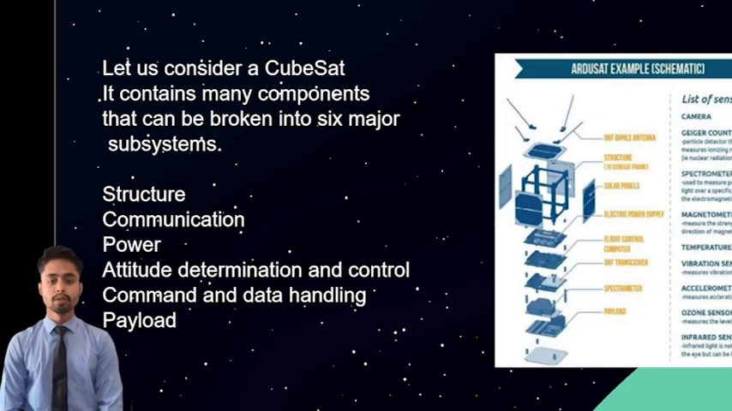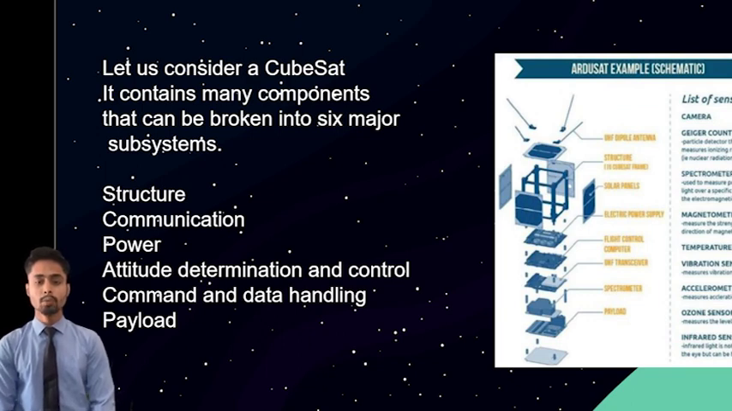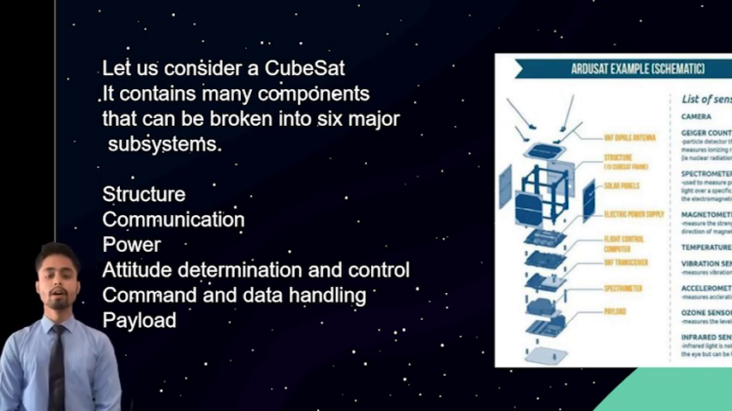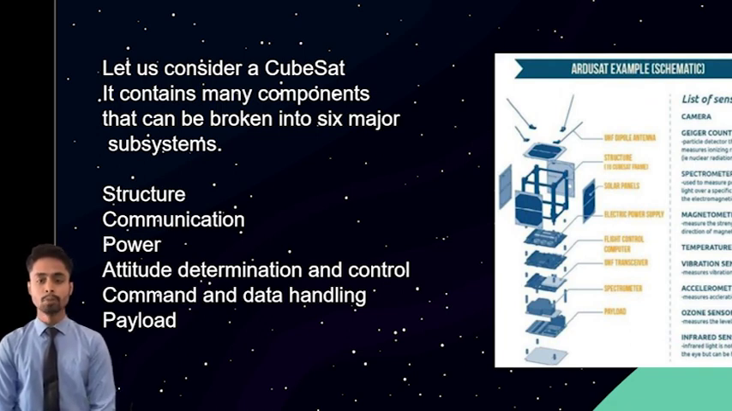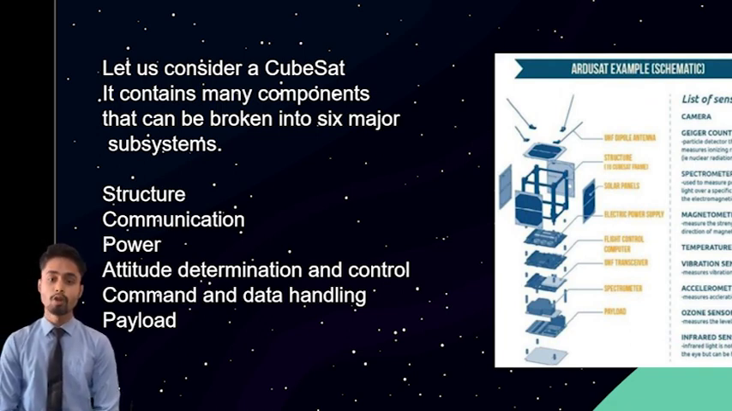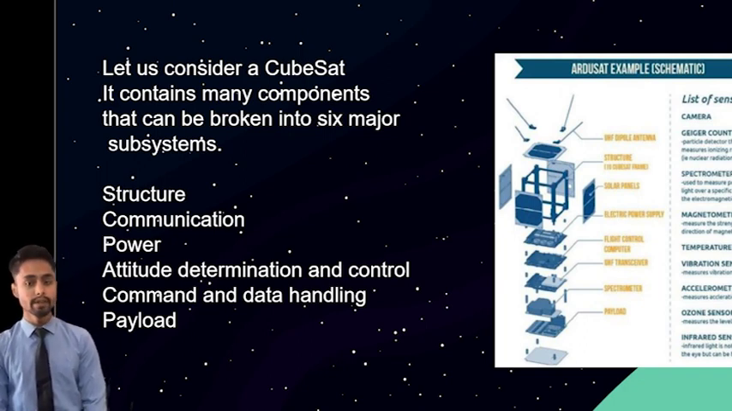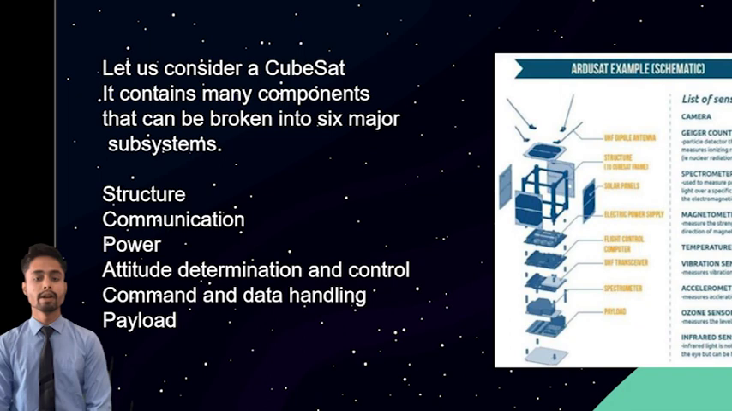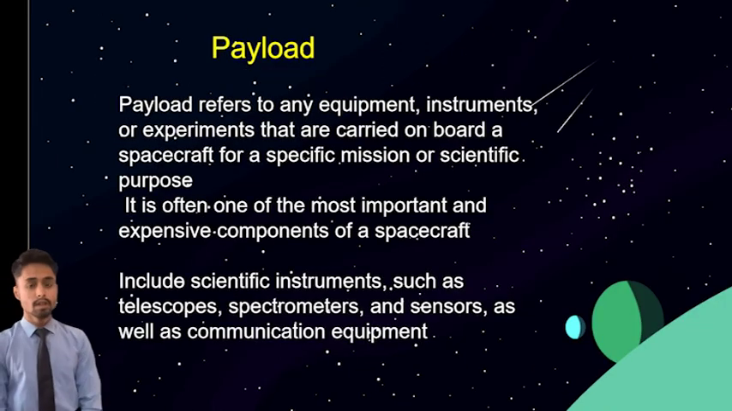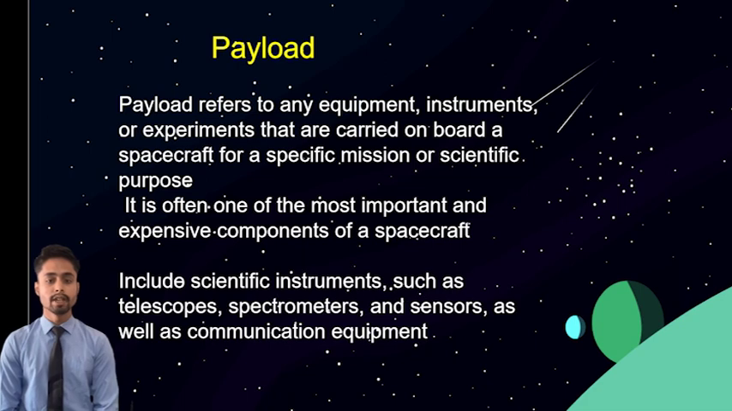To start with the designing process, let us consider a CubeSat. A CubeSat is a type of miniature satellite that is commonly used for scientific research, technology demonstration, and educational purposes. A CubeSat is typically made up of multiple cubes called units, which are stacked together to form a larger spacecraft. To start with its designing process, a CubeSat can be divided into six major subsystems, which are structure, communication, power, attitude determination and control, command and data handling, and finally the payload. Now let us further explore these designing processes.